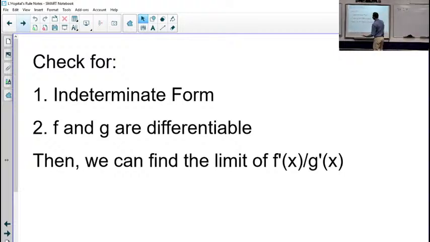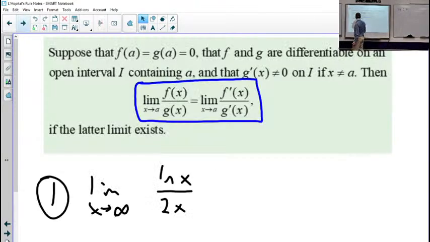So if you looked in your book, this is the way you'd see it written. Suppose that f of a equals g of a equals 0. So in other words, a is a point that I'm trying to find the limit at, and I plug it into the function and find that I get something like 0 over 0. There's my indeterminate form. That f and g are differentiable, there's my differentiable, on an open interval containing a, and g prime of x is not 0. So the derivative of the bottom is not going to end up being 0.